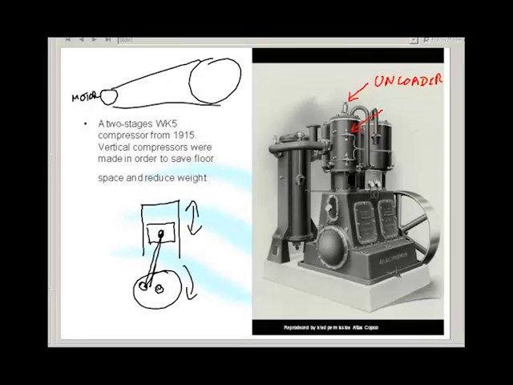What we typically do with these is we run them continuously, and when we get to enough pressure, the unloaders automatically flip open. That might seem a little bit wasteful, and that's because it is quite wasteful. Generally speaking, making compressed air is a very wasteful thing to do. It's an expensive thing to make.